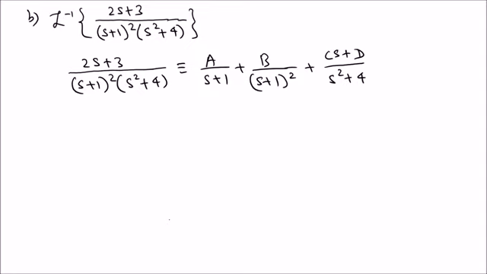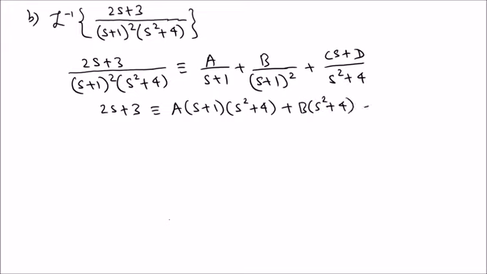Now what we can do is the same thing. We write 2s plus 3 identical to, write the missing term. Here the missing terms: for A, one factor of s plus 1 is missing and s squared plus 4 is missing. For B, only s squared plus 4 is missing. For Cs plus D, you can see s plus 1 squared is missing.